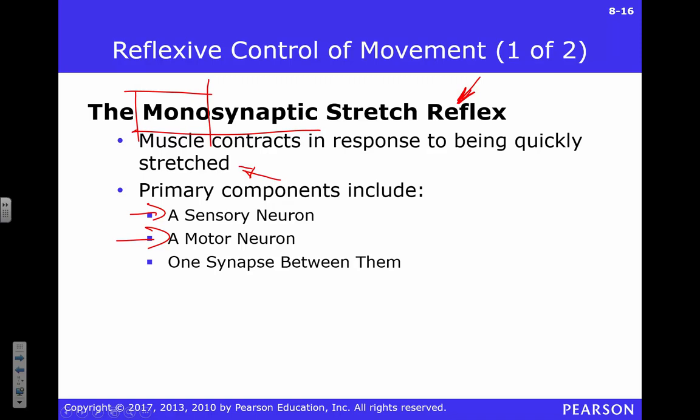When they hit you in the knee, what are they doing there? They're really stretching the muscle on the top of your leg, right? When you stretch that muscle, what's the response? What's the reflex? It's for that muscle to contract. When it contracts, what happens? Your lower leg kicks up, right? And that's exactly what's happening here.